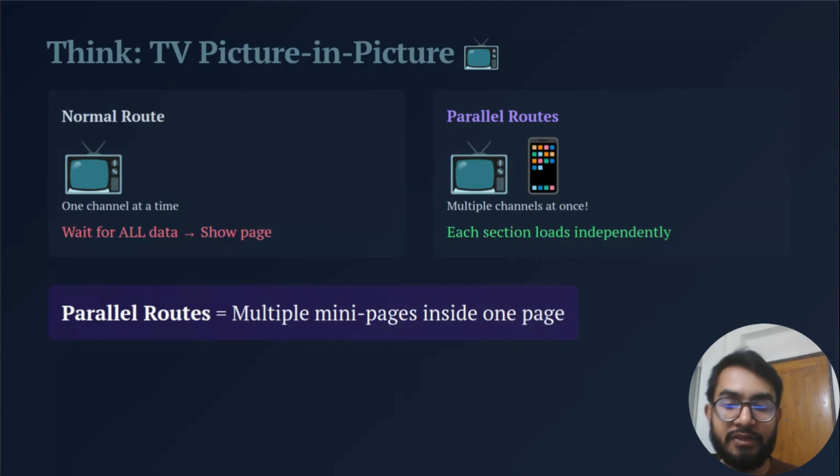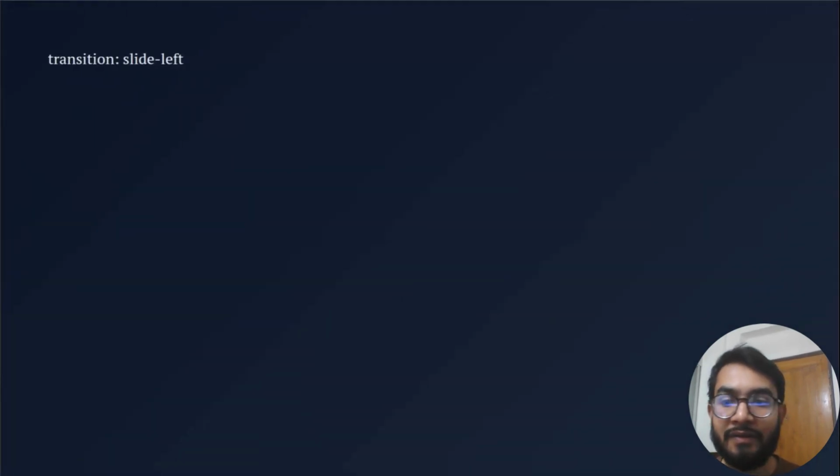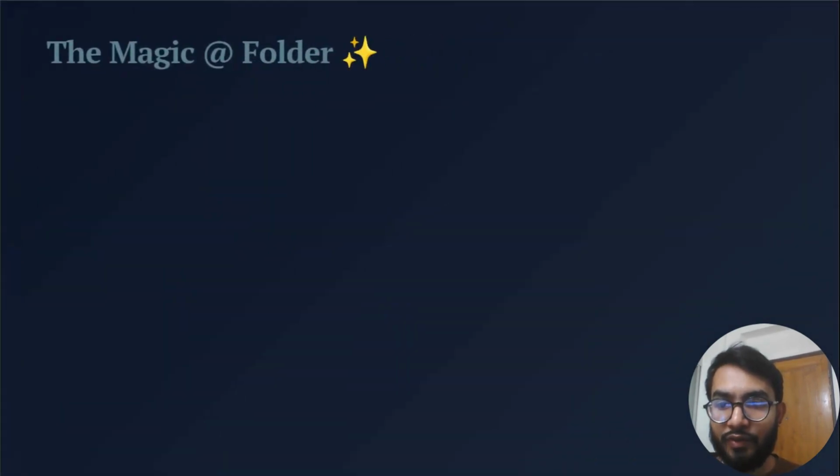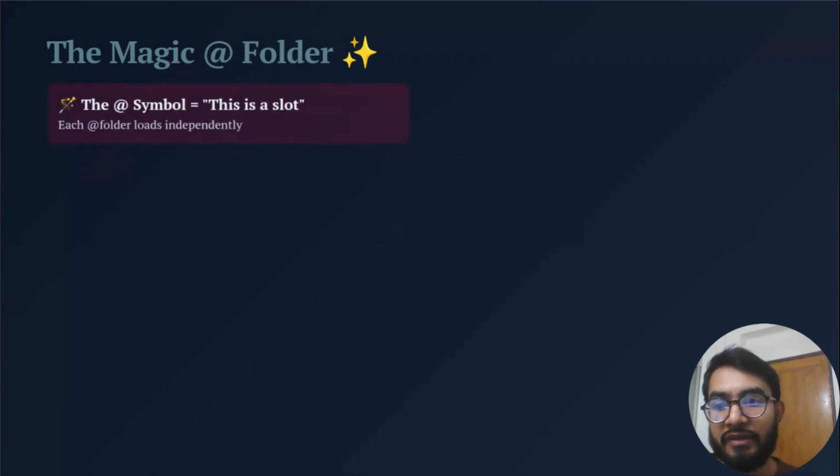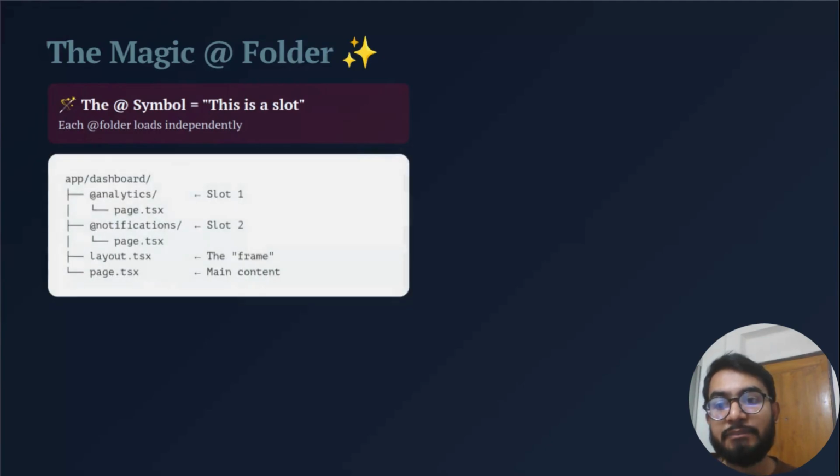Parallel routes are like multiple mini pages inside one page. It's kind of interesting, and it's generally not used in projects, but it's interesting to know. So how does it work? The magic is the at-symbol folder. That at symbol marks a slot, and each at-folder loads independently.